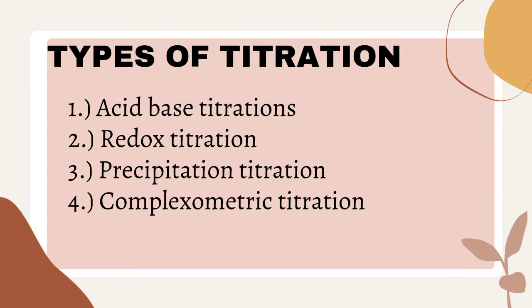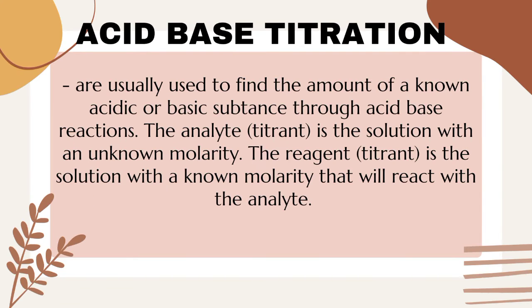There are four types of titration, which are acid-base titration, redox titration, precipitation titration, and complexometric titration. Acid-base titrations are usually used to find the amount of a known acidic or basic substance through acid-base reactions. The analyte is the solution with an unknown molarity. The reagent is the solution with a known molarity that will react with the analyte.